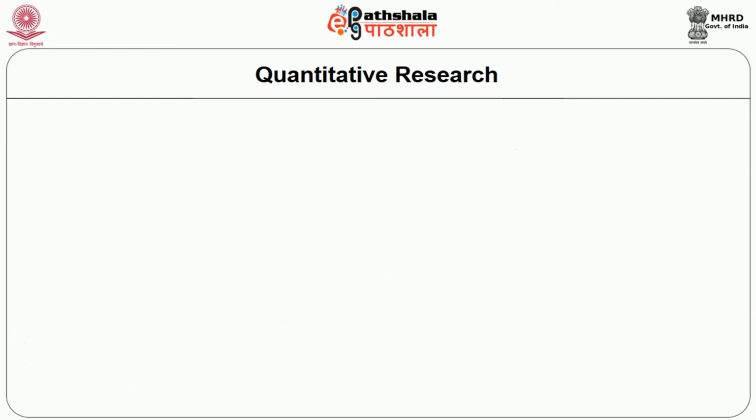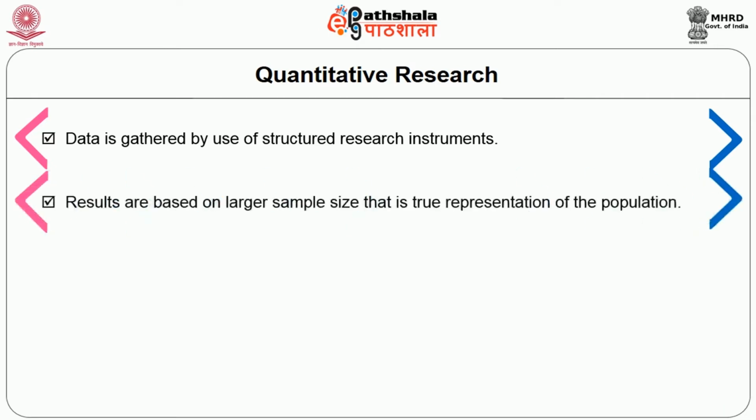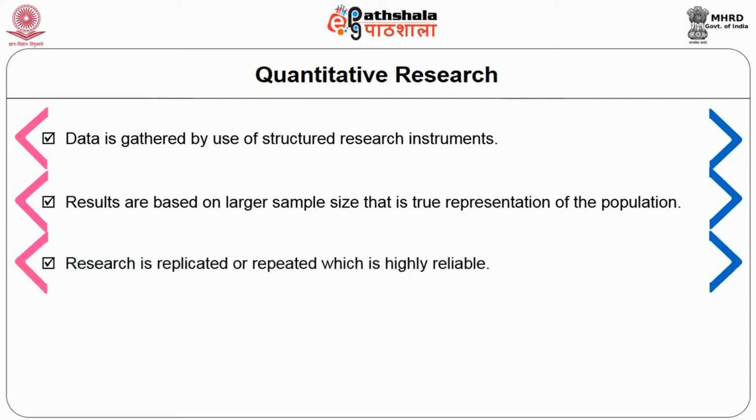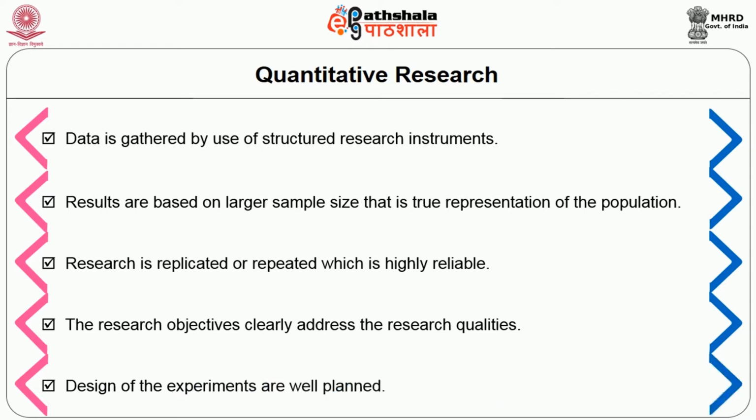Now, what are the characteristics of a quantitative research? Data is gathered by use of structured research instruments. Results are based on larger sample size, that is true representation of the population. Research is replicated or repeated, which is highly reliable. The research objectives clearly address the research qualities. Design of the experiments are well planned.